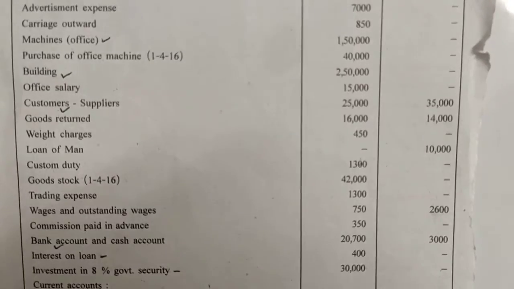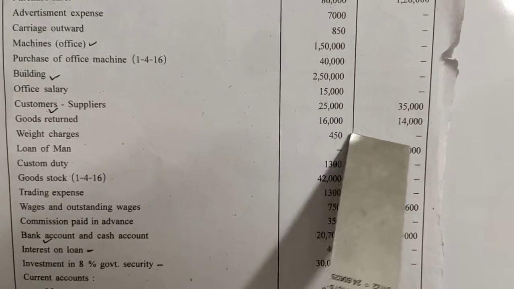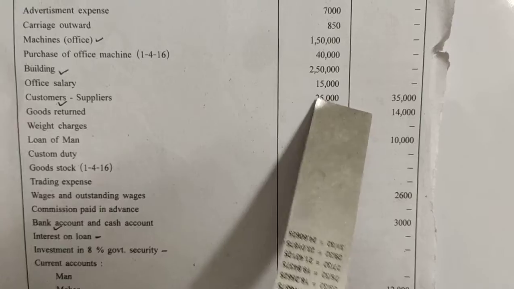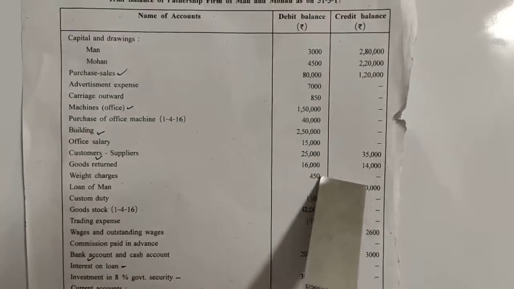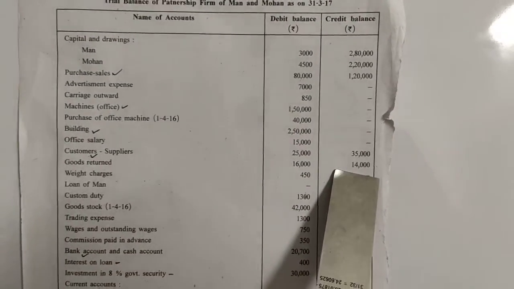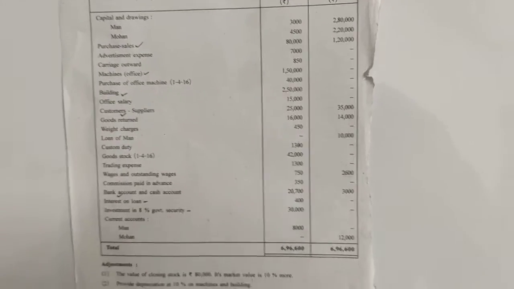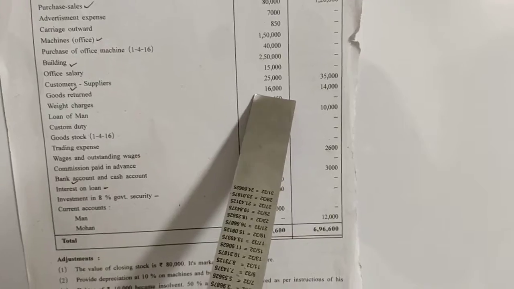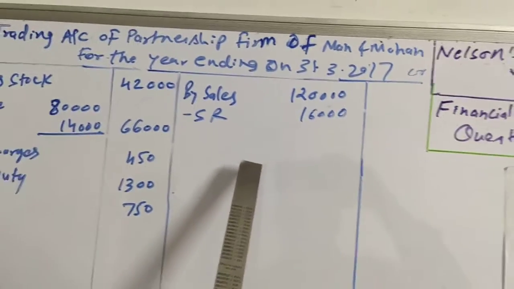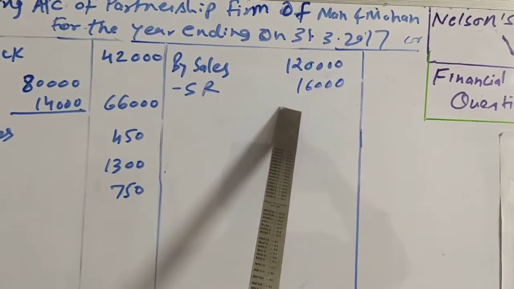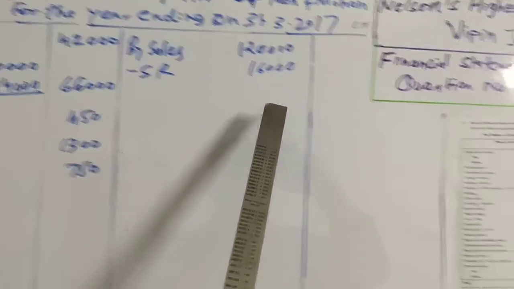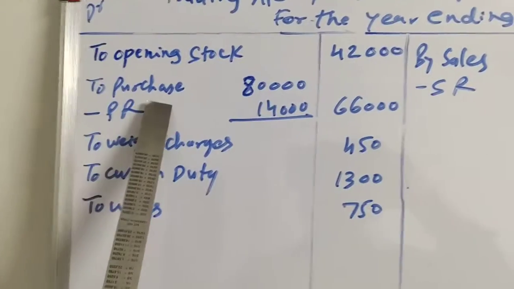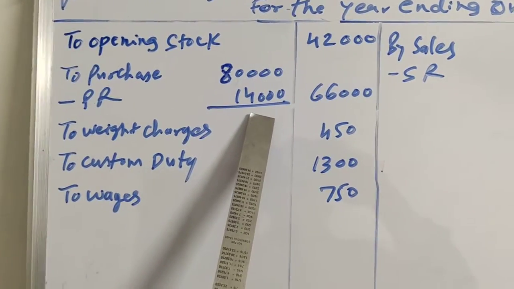Goods return 16,000 and 14,000. Debit side 16,000, that is sales return, credit side 14,000, that is purchase return. So both amounts will be deducted from sales and purchase respectively. This 16,000 will be deducted from sales. So here it is in trading account, sales minus sales return 16,000, and in the same way from purchase, the return 14,000 will be deducted.